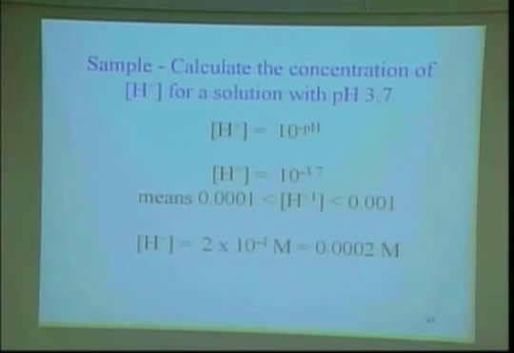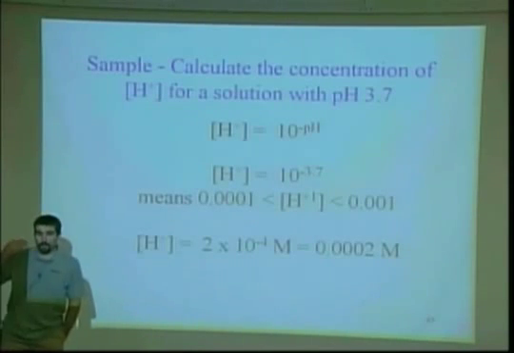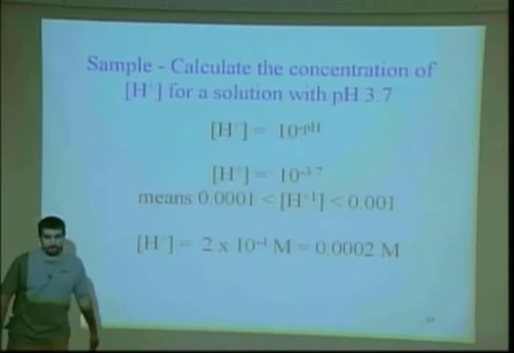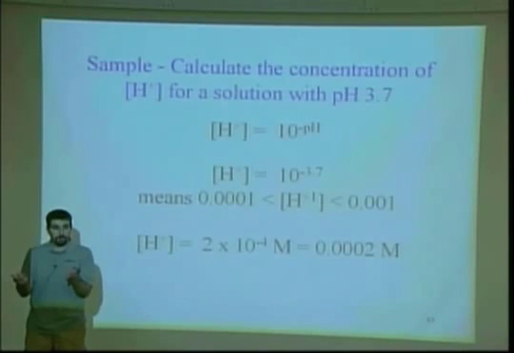So in this case, 3.7 is my pH. So I'm going to take 10 and raise it to the power of negative 3.7. When I do that, my hydrogen ion concentration is going to be 2 times 10 to the minus 4 molar. In other words, 0.0002. Now, what does this stuff mean right here? What this is saying is that to check my math, to know that I'm right, or I'm close, a pH of 3.7 is between 3 and 4, right?